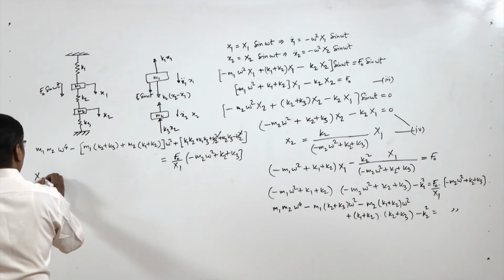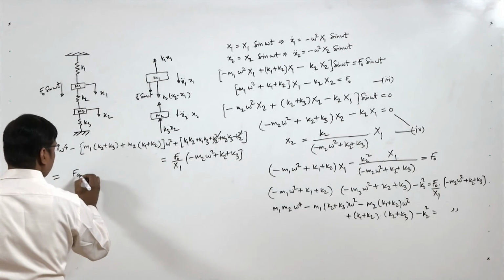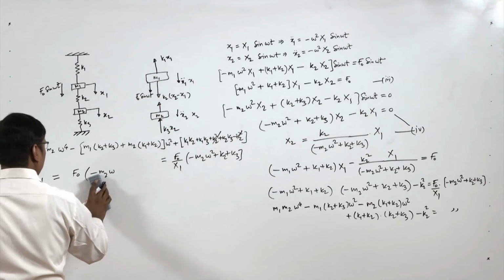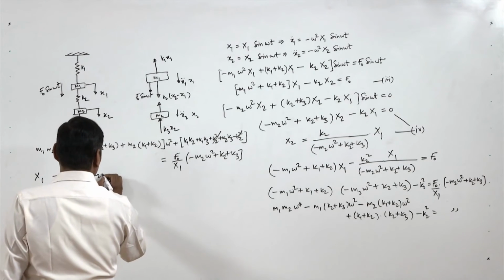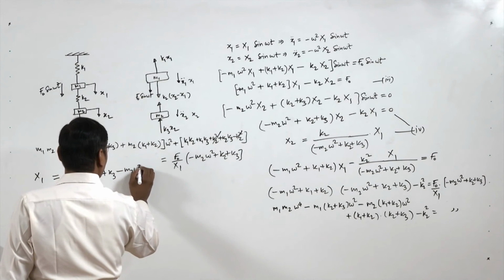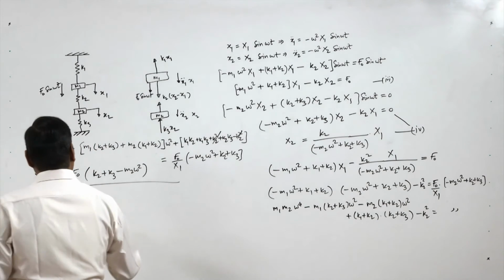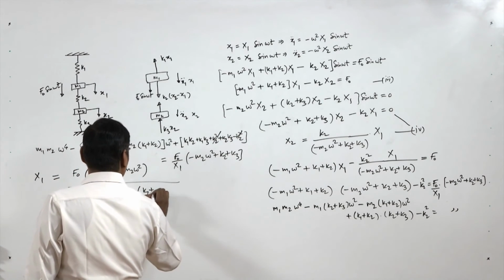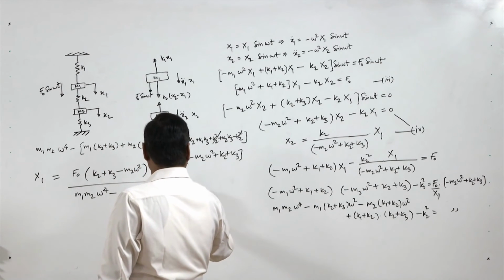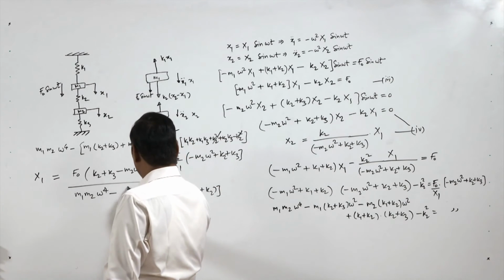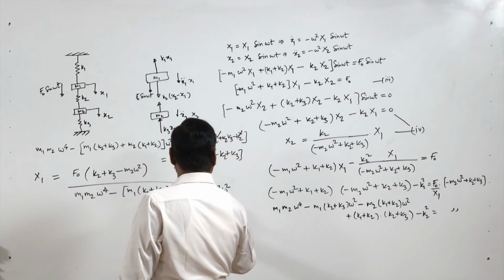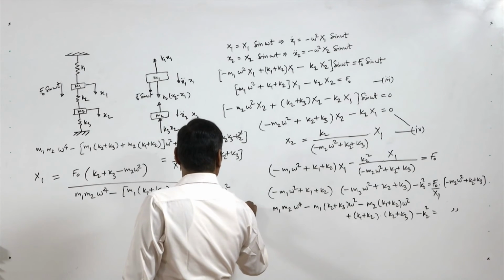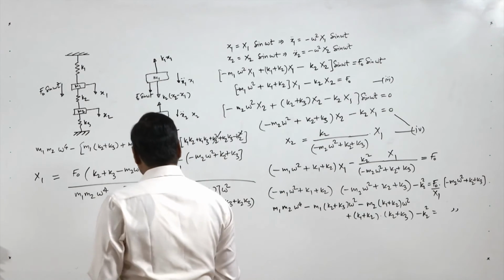So here we can write x1 equal to f0 into k2 plus k3 minus m2 omega square upon m1 m2 omega 4 minus m1 k2 plus k3 plus m2 k1 plus k2 omega square plus K1 K2 plus K1 K3 plus K2 K3. So this is the denominator term.